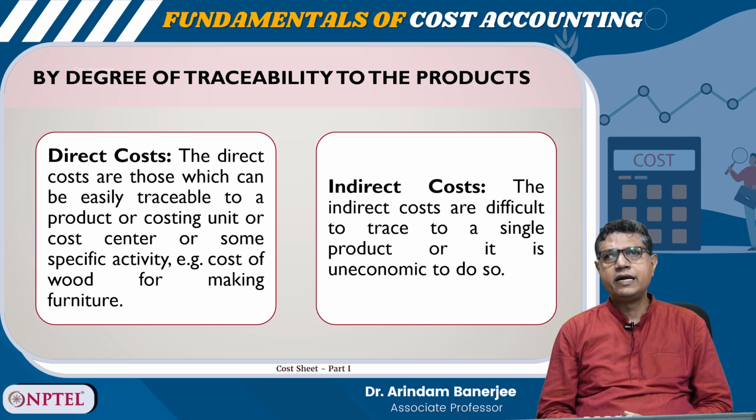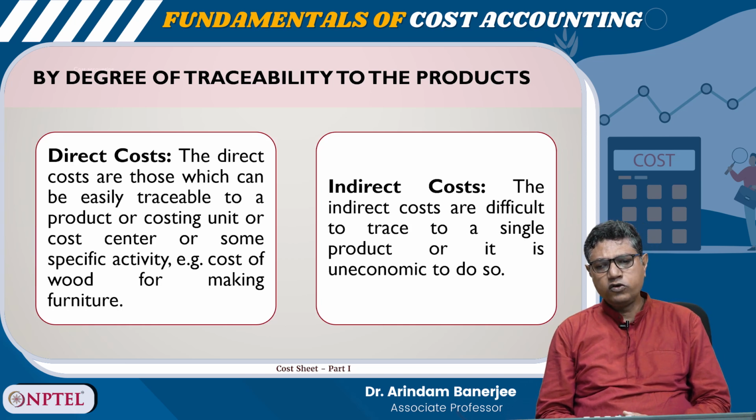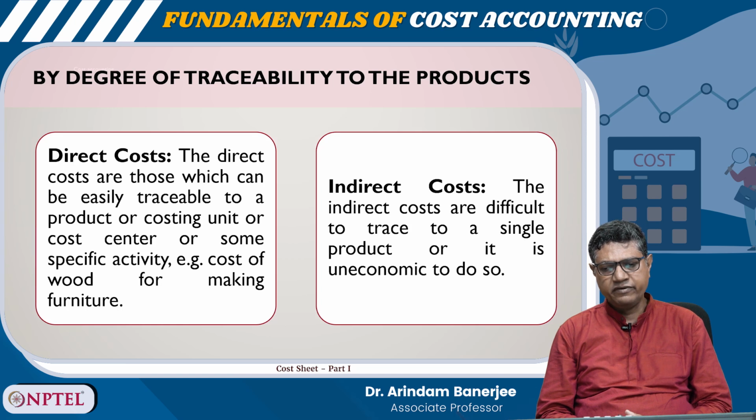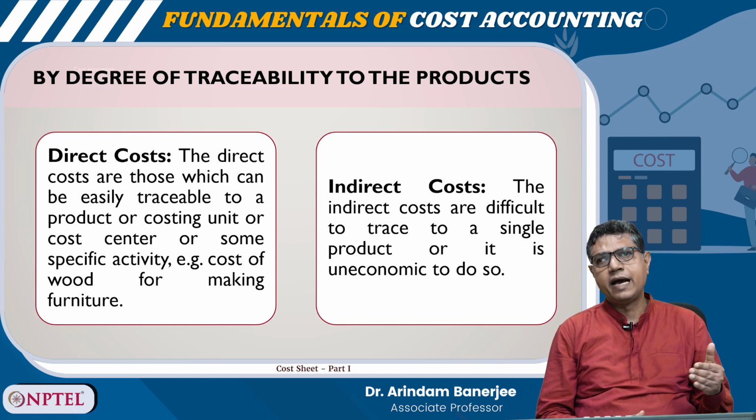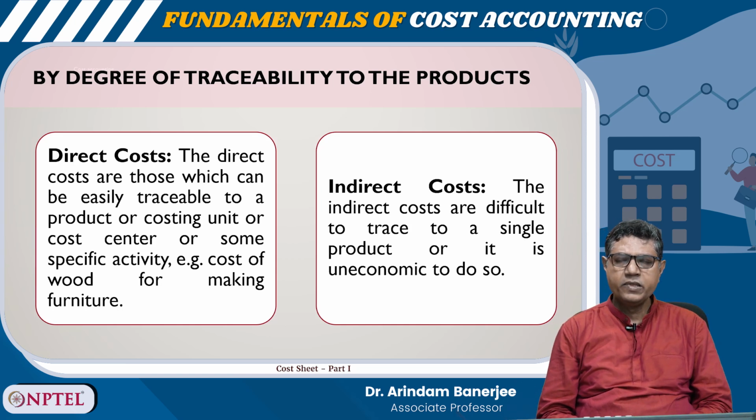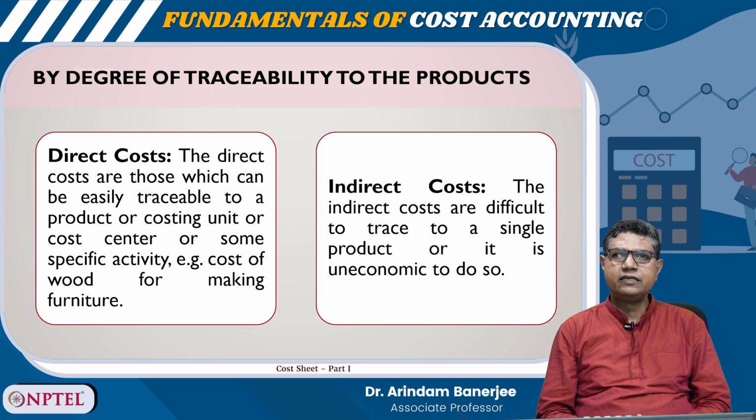Direct costs are what? Those which can be easily traceable to the product or costing unit or cost center or some specific activity, that is, cost of wood for making furniture. Now you see, direct cost is which can be directly traceable, okay? Like I said, the metal sheets which are used in manufacturing of a car, that we can directly trace, right? So these are called direct costs.